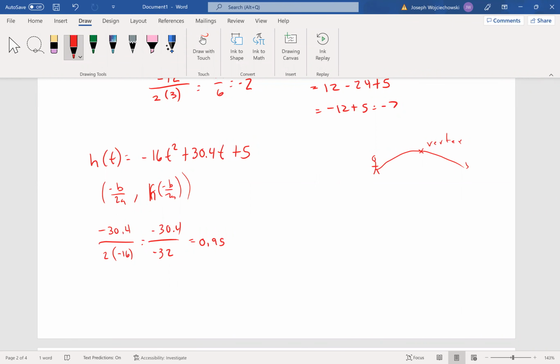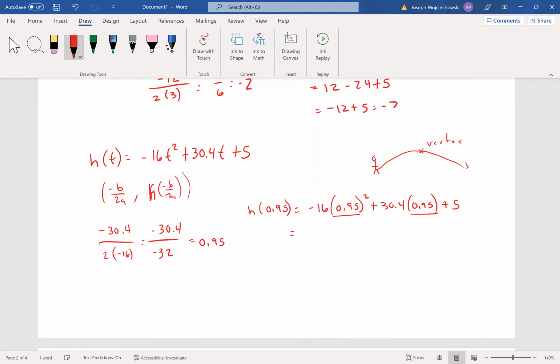Now I need to find f of, or h of that. So h of 0.95 equals negative 16 times 0.95 squared plus 30.4 times 0.95 plus 5. Now I will tell you, there will be a test question like this. And the two most common errors are not squaring this or forgetting to put that in there.